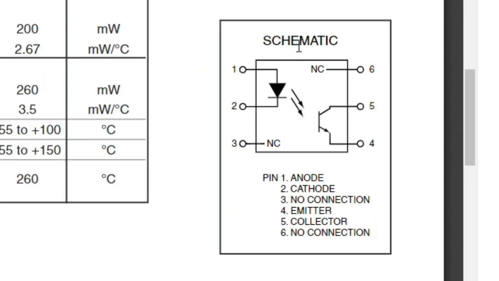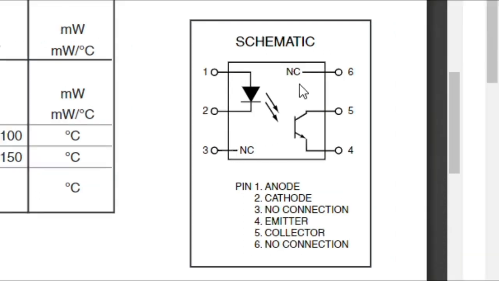And this is the schematic, as you can see, the same schematic as we have seen before. The pin number 1 connected to anode, the pin number 2 connected to cathode, as you can see. Pin number 3 and pin number 6 are not used, and of course pin number 4 and 5 connected to the phototransistor.